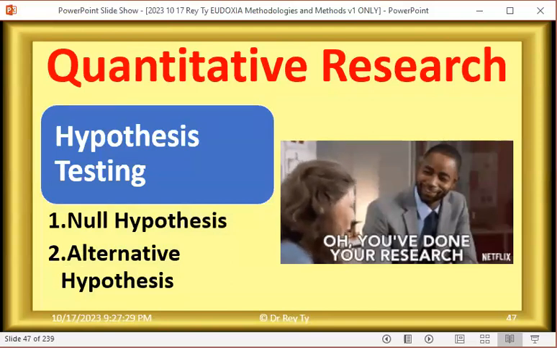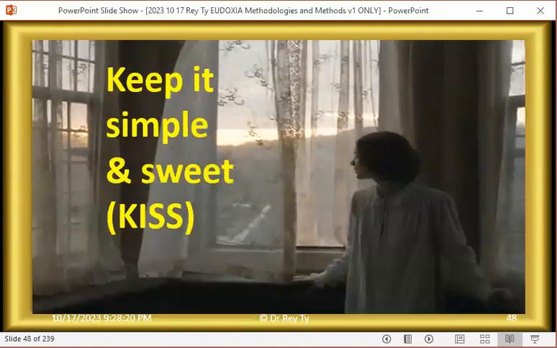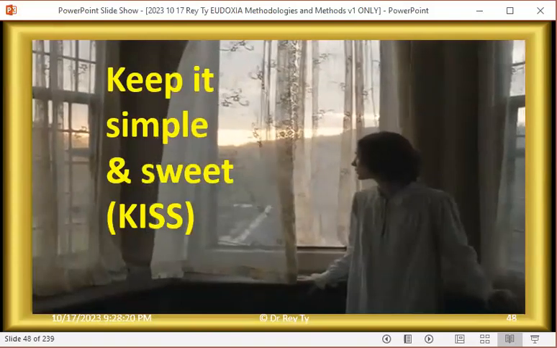What's required depends again on the university or on the journal. Some require research question, some don't. Some require objective, some don't. But hypothesis is required for quantitative research. You have null hypothesis and alternative hypothesis.